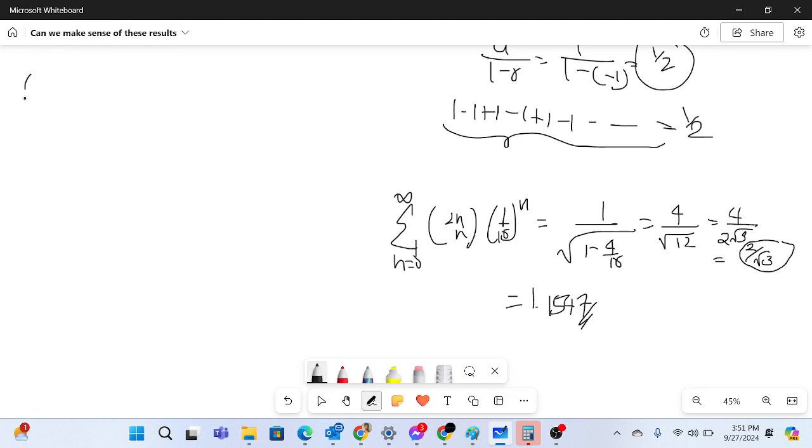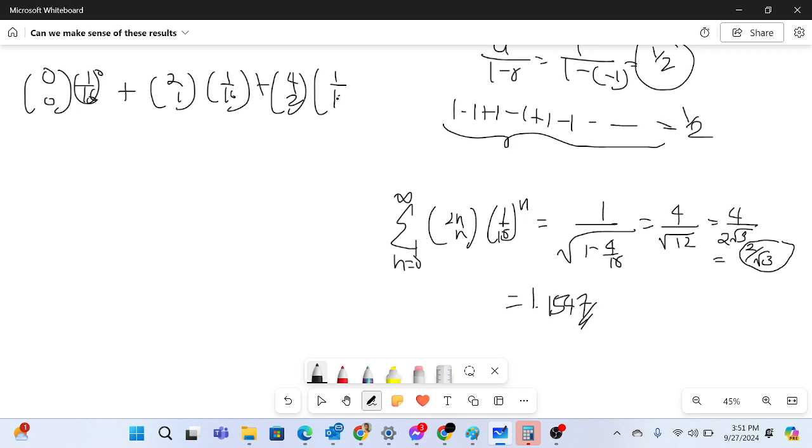So first of all, 0 choose 0, 1 by 16 to the power 0, plus 2 choose 1, 1 by 16, plus 4 choose 2, 1 by 16 squared. Let's see what is the value of this sum. First of all, 1 plus 2 times 1 by 16, which is 1.125. Already it's correct to one decimal place.